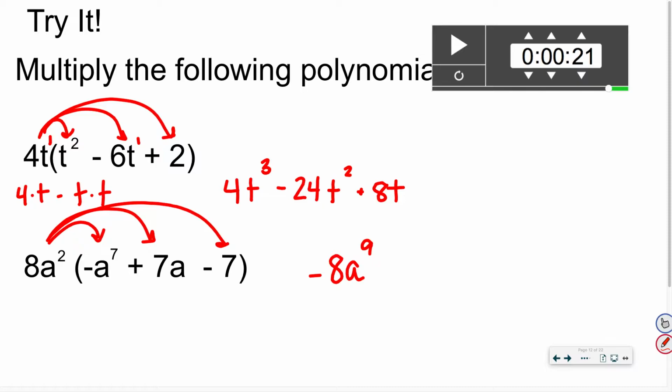Jen, plus 46a. What's the coefficient? 46. Check your number. 56. 56, yep. And what was your exponent? I'm sorry, a to the 3rd. To the 3rd. Perfect. Who wants to give the last one? 8a squared times negative 7. Zara: 56a squared. What's the sign? Minus. Good. 56a squared. Perfect.